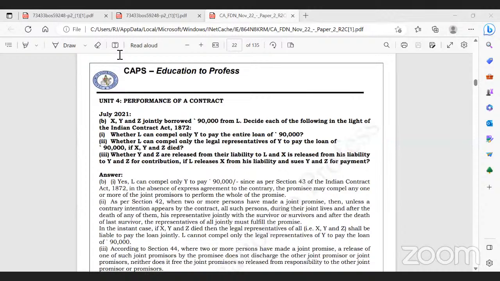Sub-question 2, whether L can compel only the legal representatives of Y to pay the loan of 90,000 if X, Y, and Z died? Yes, sir.